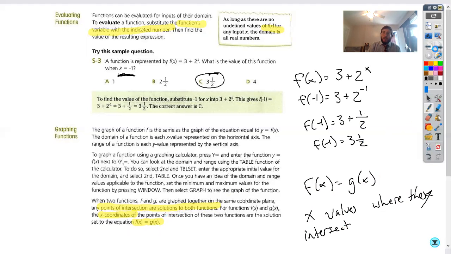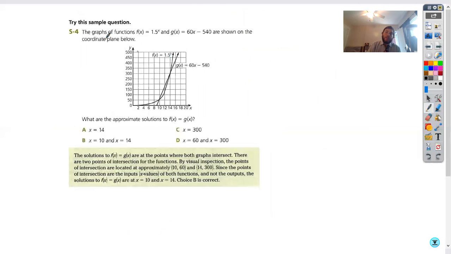So if we continue on to the next page here, he wants to know the graph of the function f of x equals 1.5 to the x, which is an exponential function, and g of x equals 60x minus 540 are shown on the coordinate plane below. What are the approximate solutions to f of x equals g of x? So what we're looking for is where do these functions intersect? So the first place they intersect, if we're looking around, is right here. And the second place they intersect is up here.